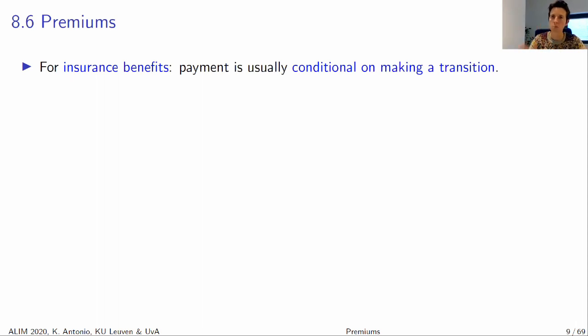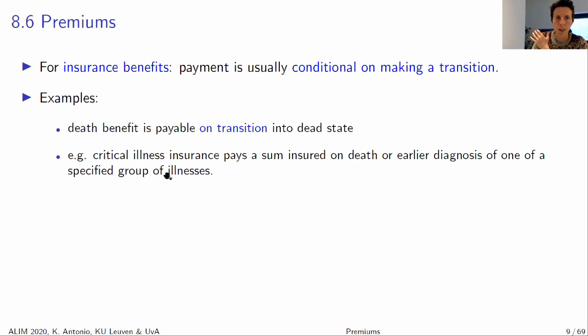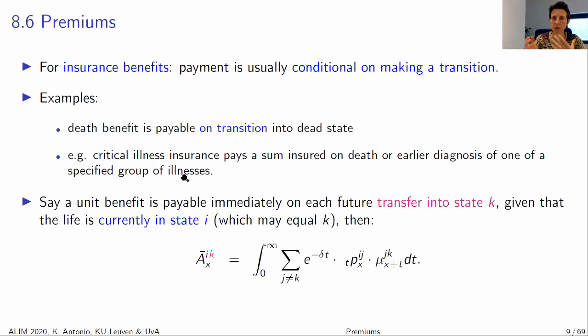Whereas with the insurance benefits, what is of interest to us is making this transition from one state to another. So here are some examples: a death benefit being payable on transition into the death state, or for instance, a critical illness insurance paying a sum insured, so a certain benefit on death, or earlier diagnosis of one of a specified group of illnesses. So that could be the kind of insurance products or covers that you can think of, just to name a few examples. So what does the valuation formula look like?